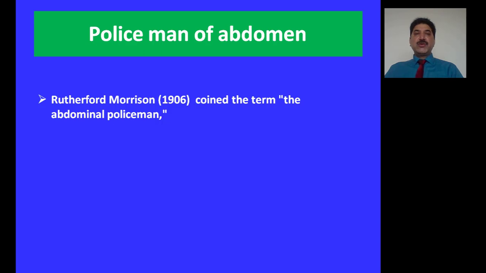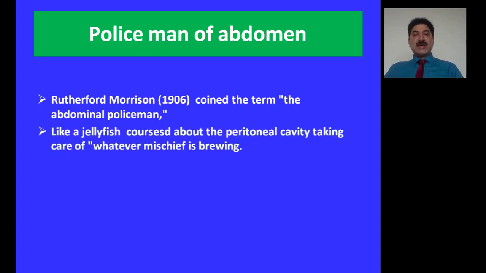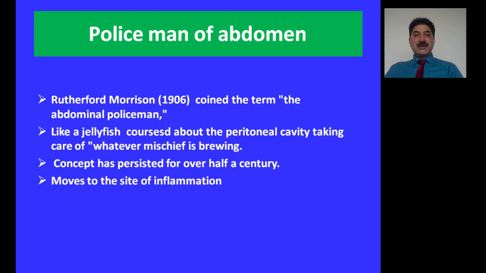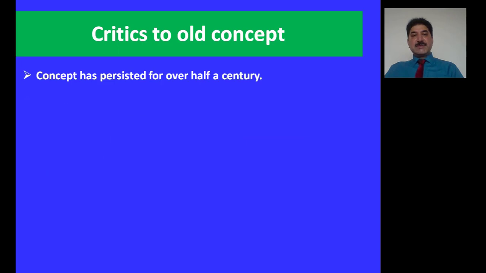But the role of greater omentum as abdominal policeman is controversial. Rutherford Morrison in 1906 coined the term abdominal policeman. Like a jellyfish, greater omentum courses about the peritoneal cavity, taking care of whatever mischief is brewing. This concept has persisted for half a century. It was believed that it moves to the site of inflammation, seals it, and prevents the spread of peritonitis. This concept persisted for over half a century.